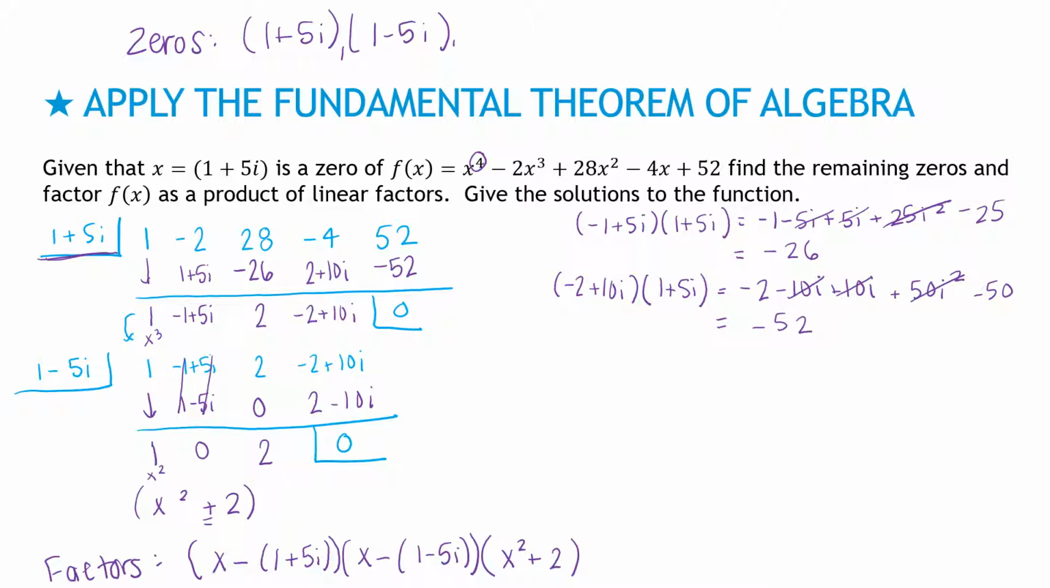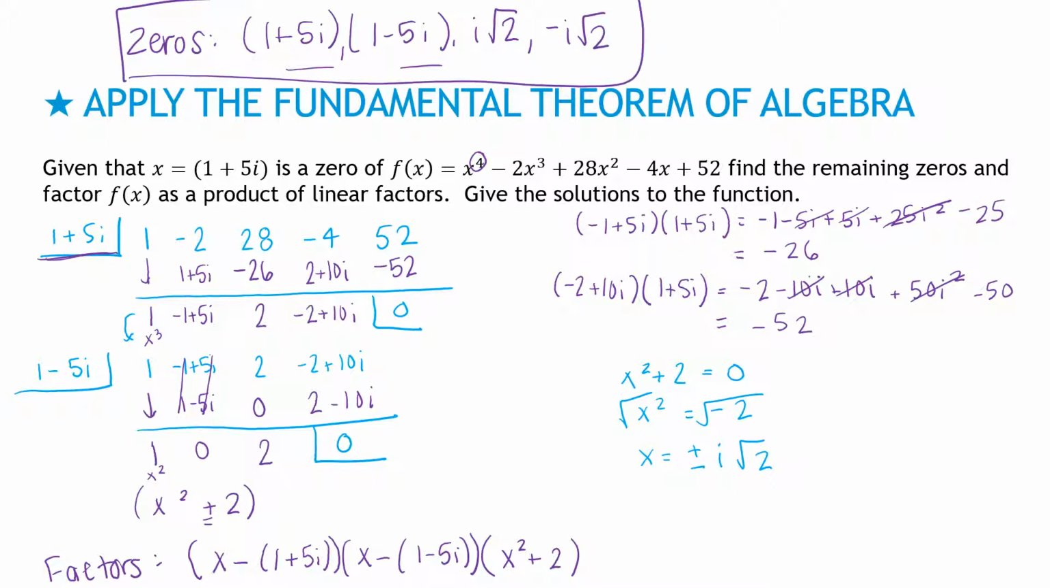Now, to find my zeros, I've already found my first 2 zeros. My last 0 is found by taking x squared plus 2 and setting it equal to 0. I couldn't factor it any further, so I'm just going to solve from here. To solve, I'm going to subtract 2. And it's okay that I get an imaginary number because I'm just trying to find all of the zeros, and imaginary numbers can be zeros. If I take the square root of each side, I get x equals plus or minus, and then this is i radical 2. So what are my other 2 zeros? Positive i radical 2 and negative i radical 2. So there's my zeros, and then of course here are all of my factors.